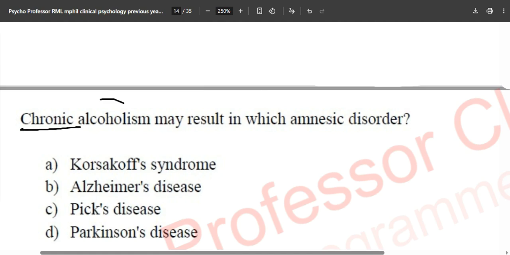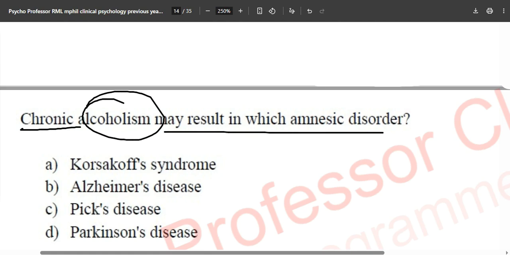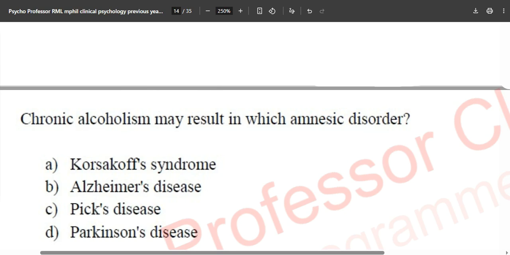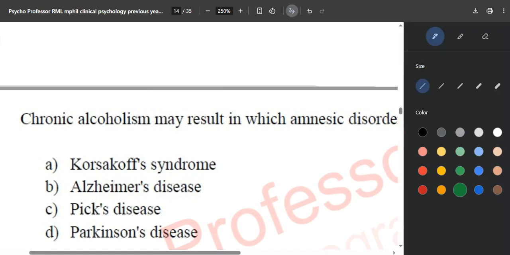Now, chronic alcoholism may result in which amnesic disorder? This is once again directly from the CNF 7000. You will find it in the CNF books, and the correct answer over here is option A. We also have one more video on this, where we have discussed all the major syndromes or disorders or diseases. Make sure that you watch these 4 important things which have been asked in previous examinations. Korsakoff syndrome is the correct answer over here.